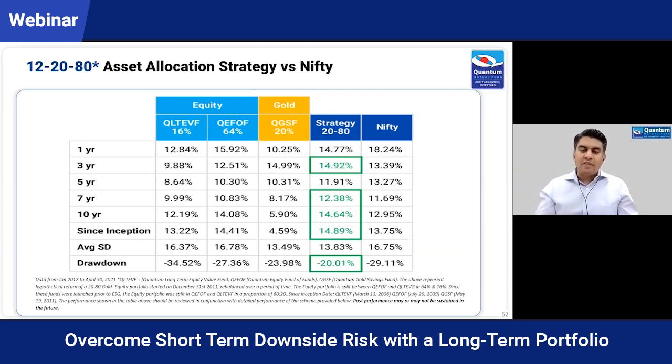Also, the average standard deviation, which is the ups and downs volatility in portfolios, for this 2080 portfolio would be 13.8% versus Nifty volatility of 16.7%. So it is better on returns, it is lesser on risk, and it is very, very simple for you to follow. Just do the 20-80 allocation, and that will take care of earning you that good long-term performance that will help you meet your financial goals.